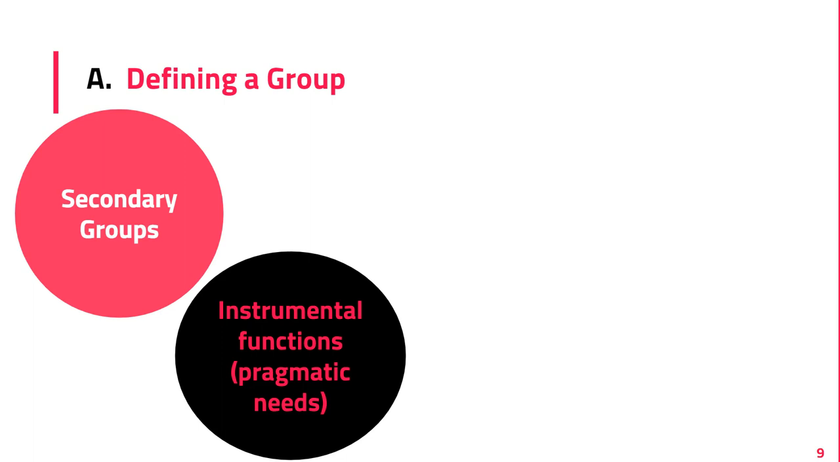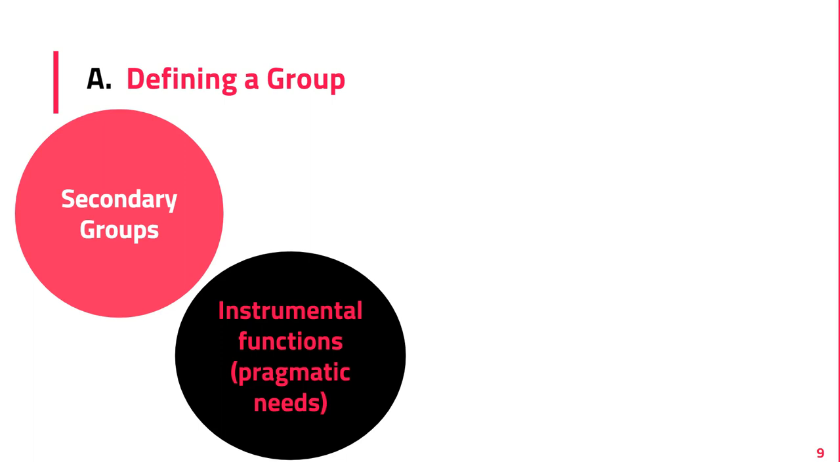So unlike primary groups, whose primary function is really about expressive functions, the primary function of secondary groups is much more instrumental. That's why the members are likely to interact with each other on the basis of their specific roles within that secondary group.